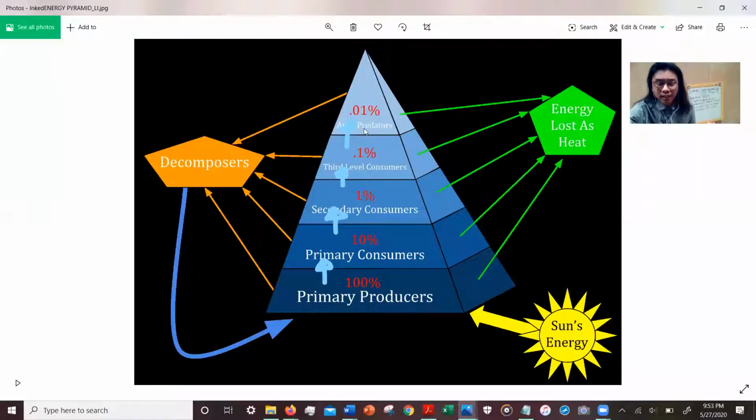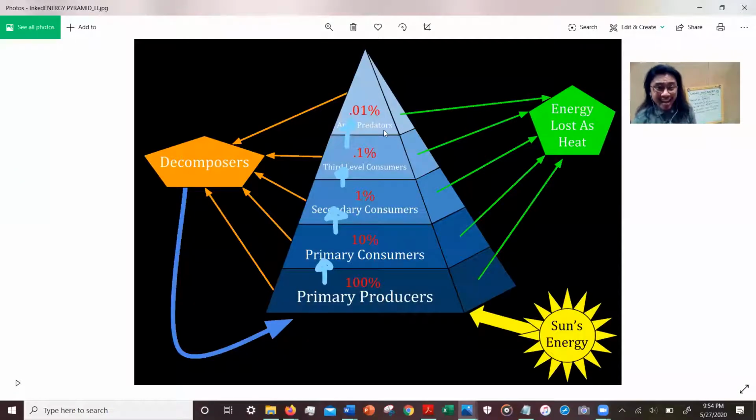And let's not forget to mention that all organisms do die and decay, and that energy is then transferred to decomposers, another one of your types of heterotrophs that absorb and use dead organisms as their energy. This is then transferred to your producers to begin developing a cycle of energy.